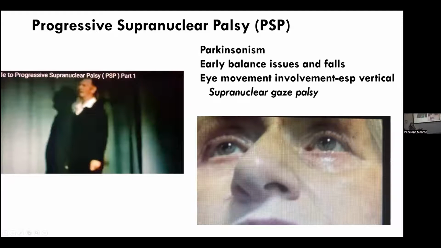You get this constellation of features that forms Parkinsonism, where patients have early balance issues and falls, in contrast to the Parkinson's disease patients, where you shouldn't see falls for at least 5 years. They also get this typical eye movement disorder. And I examine eye movements every time I see a patient, and this is the reason.